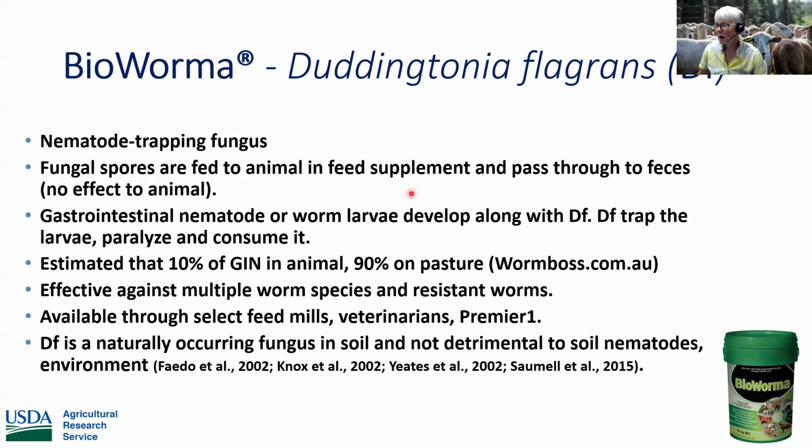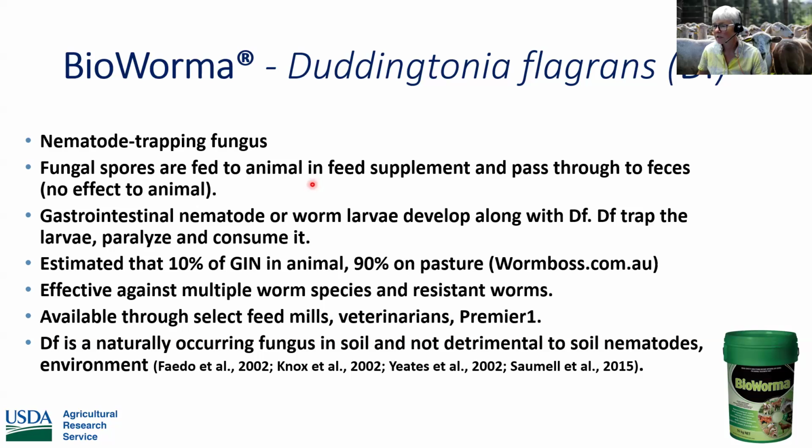Okay, so I'm going to switch gears and talk about how you can target worms on pasture. So Bioworma, or Duddingtonia flagrans, is a nematode trapping fungus. Of all the control methods that we've talked about so far, including dewormers and copper oxide, we're targeting the worms in the animal. Now we're targeting worms on pasture, and it's not magic, because using Bioworma takes patience, time, and understanding.